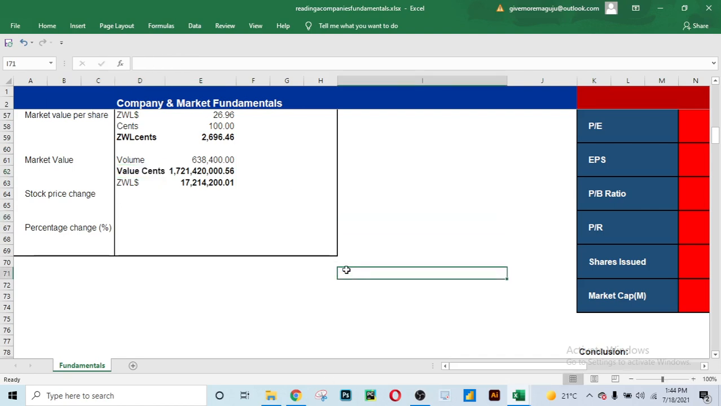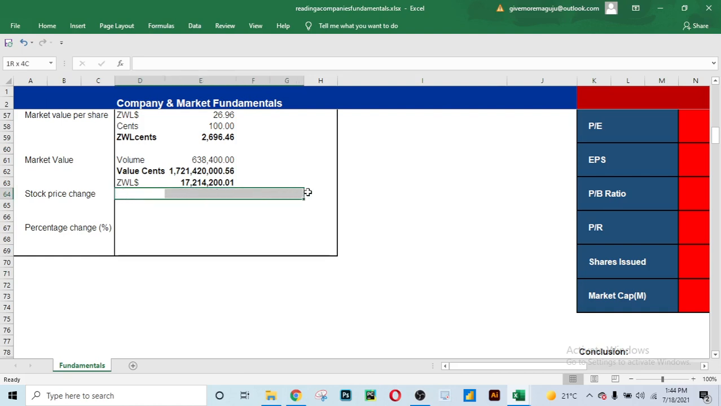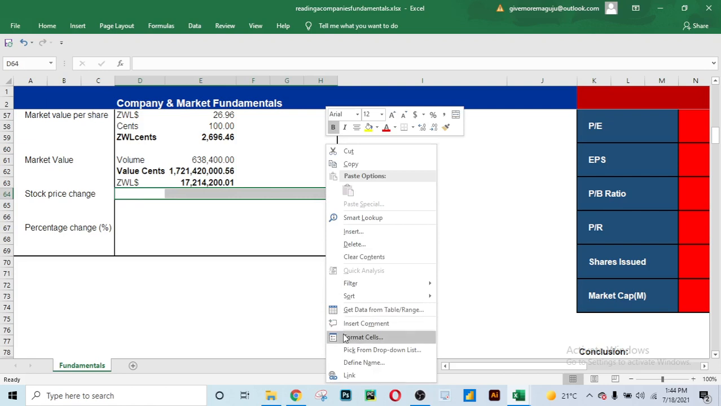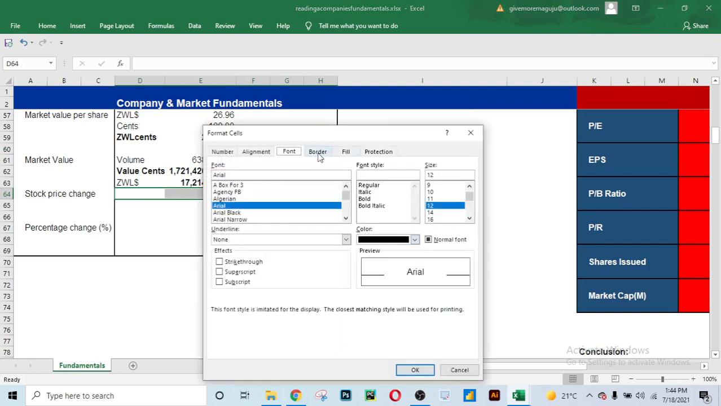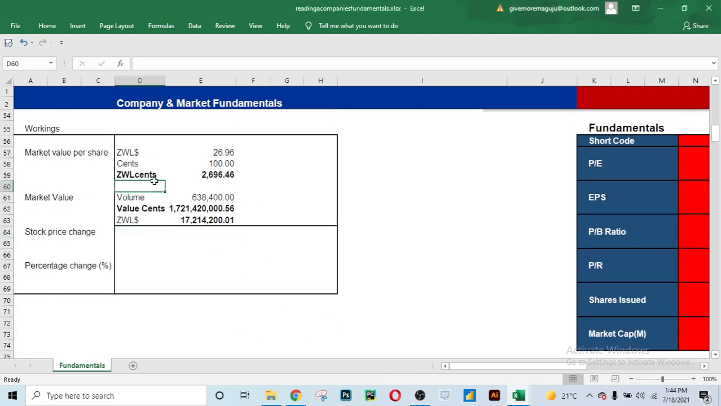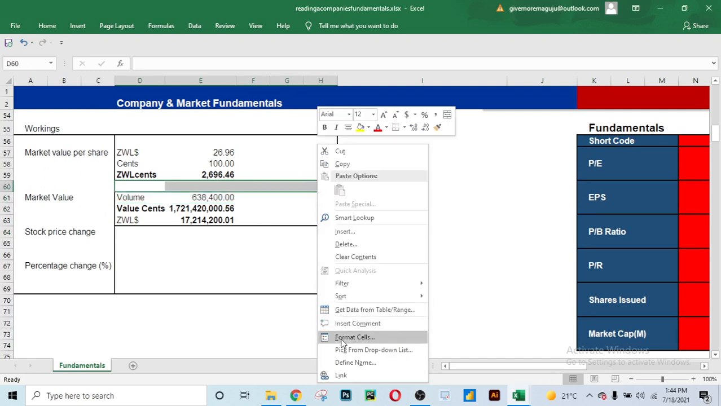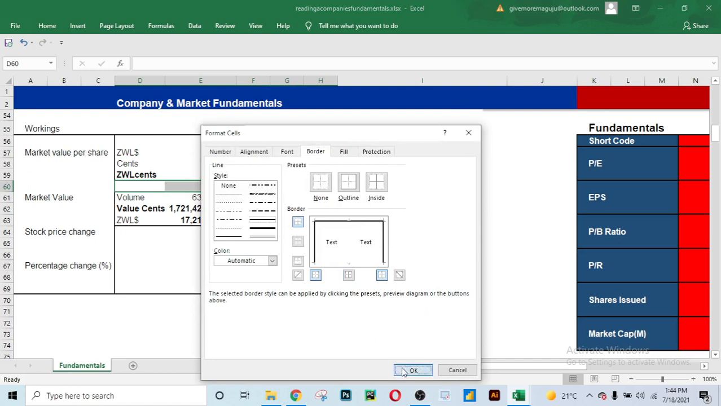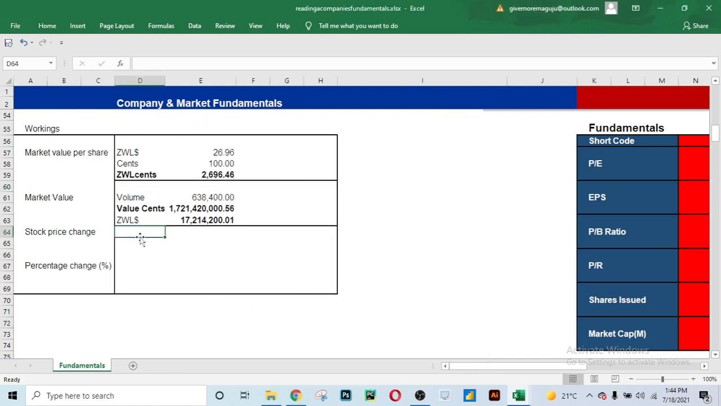Perfect. That's good. So now we need to see how we can compute. I think here we can get confused, so let me just put a border on top of this. Let me apply a border there, perfect, so that we don't get confused. Let me even do so here. Let me put a border on top there. Perfect. So let's look at the stock price change.